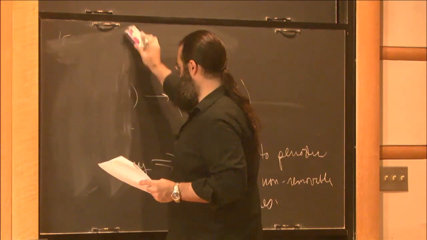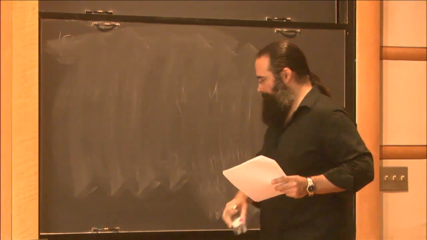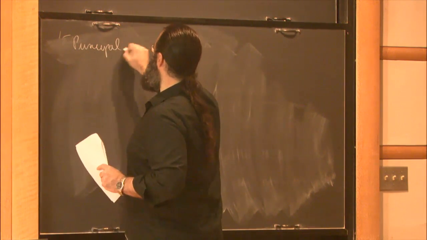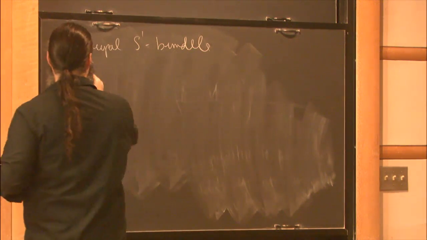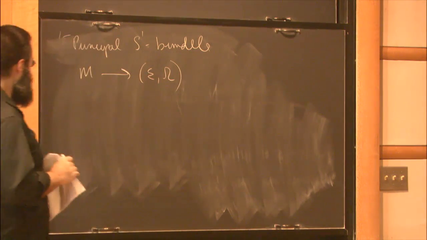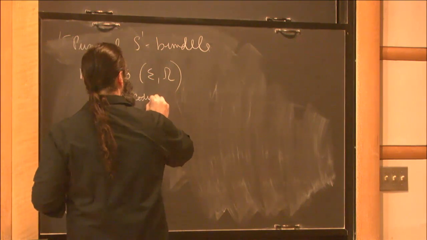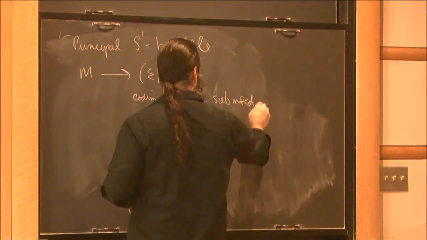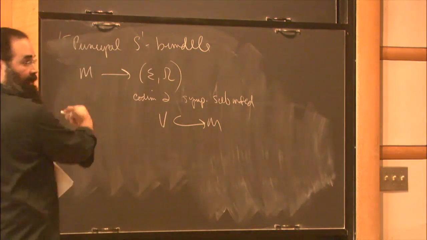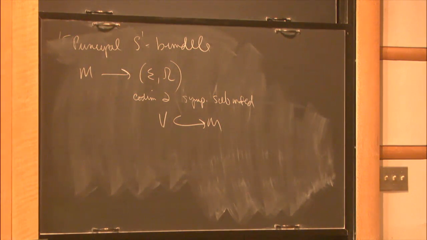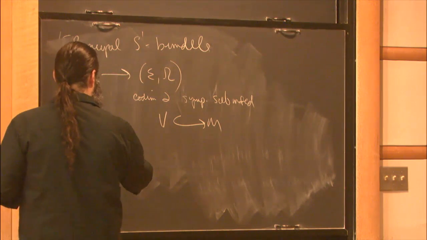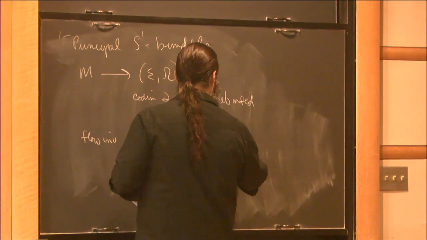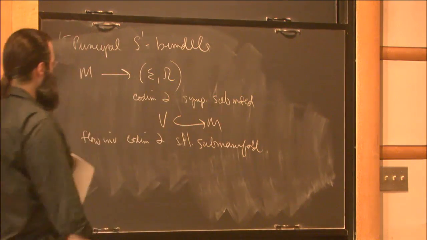So that's in the contact world. There's one final example I want to mention. Important is in this principal S^1 bundle picture. If I have a codimension-2 symplectic submanifold here, and I look at its preimage, or its lift to the bundle, I actually get, again, a flow invariant codimension-2 stable Hamiltonian submanifold. Okay, and so such submanifolds arise in Gromov-Witten theory.